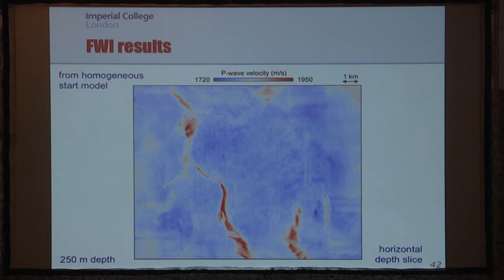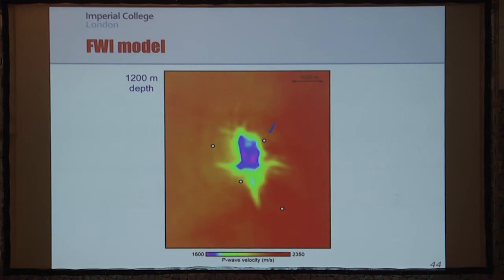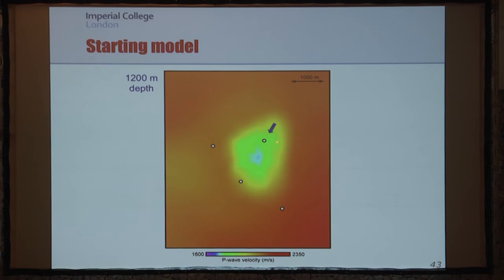So this is a slice at 1.2 kilometers. This is the starting model. There's the gas cloud in the starting model. Here are the four wells. We'll look later at some sonics in that particular well. And you can see in the starting model, this well sits right inside the gas cloud.